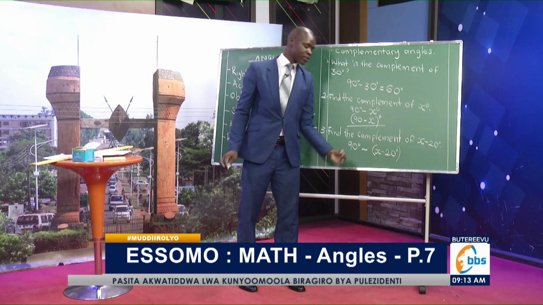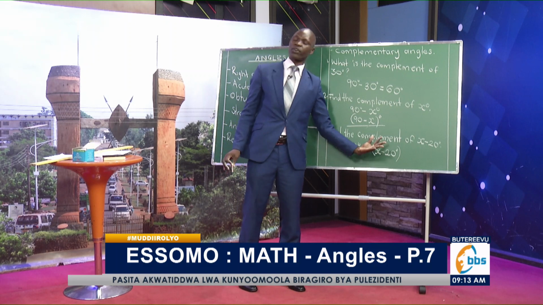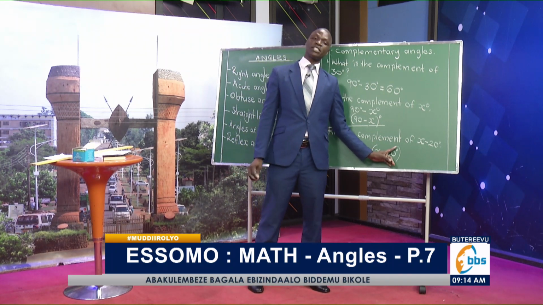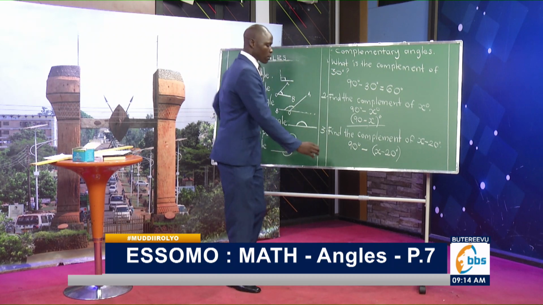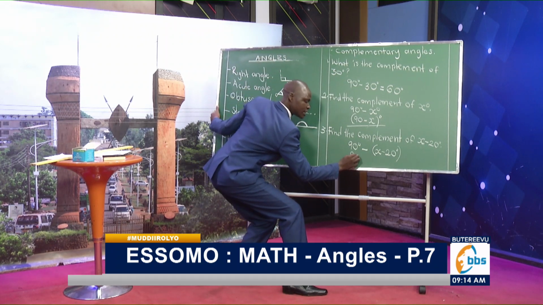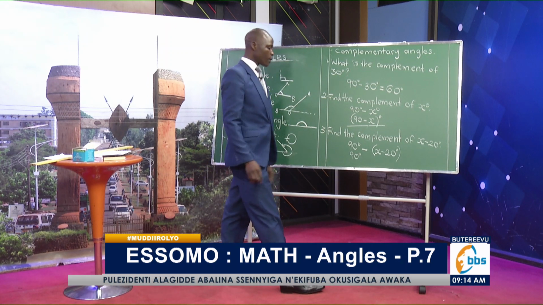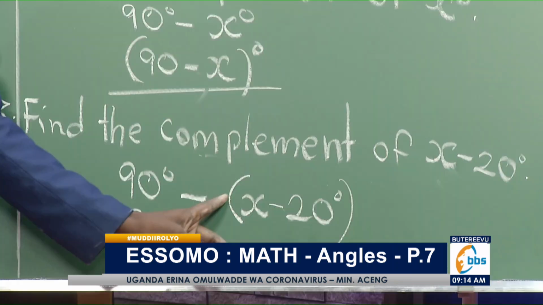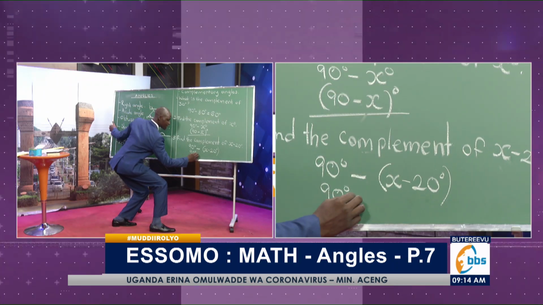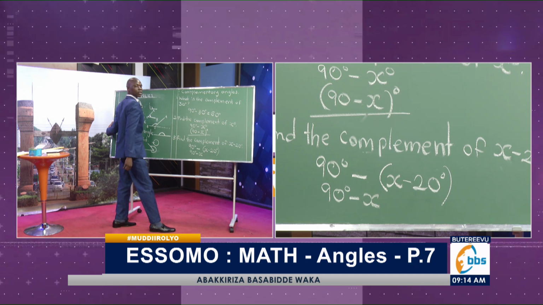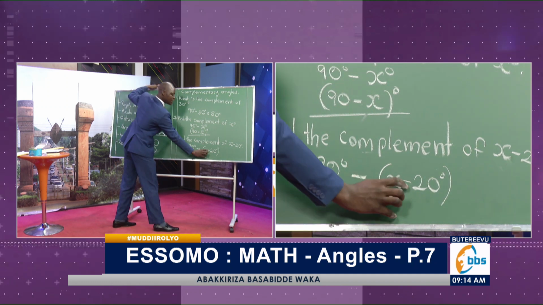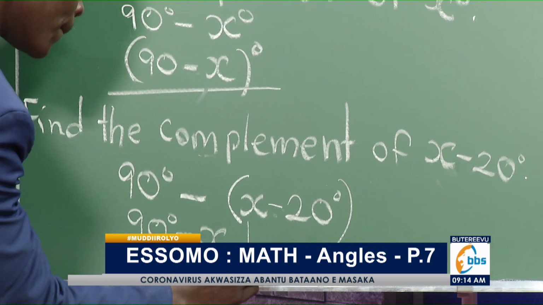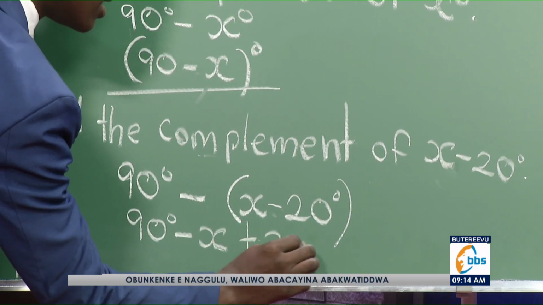So we shall take away the two terms. That's why we create brackets here. We are supposed to take away both x and also minus 20 degrees. We shall end up with 90 degrees. When we multiply x by the negative one here, negative times x, we shall get negative x. Negative times negative 20 degrees, we shall end up with positive 20 degrees.